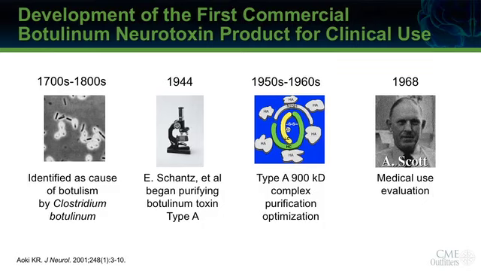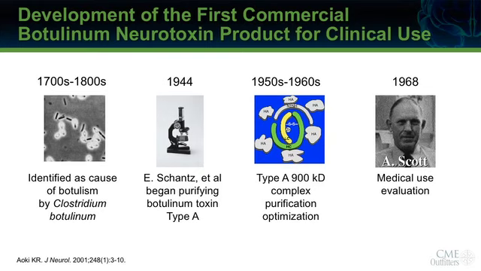Now, if we move to botulinum toxin, this is a fascinating drug with a very interesting evolution in its history. For example, if we start in the 1700s and 1800s, the bacteria was identified, Clostridium botulinum. In the 1940s, the Department of Defense began doing research on its agent, particularly as its concern as a biologic weapon. And then in the 50s and 60s, the complex was purified as a 900 kilodalton molecule.